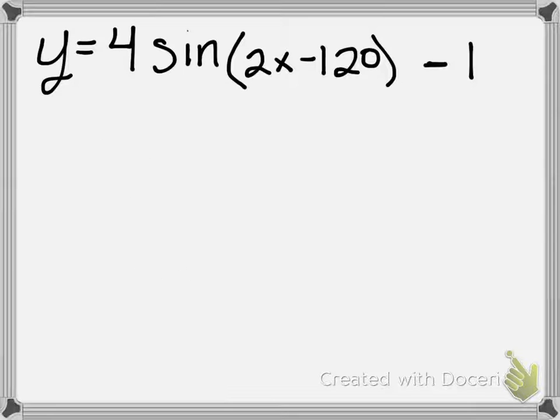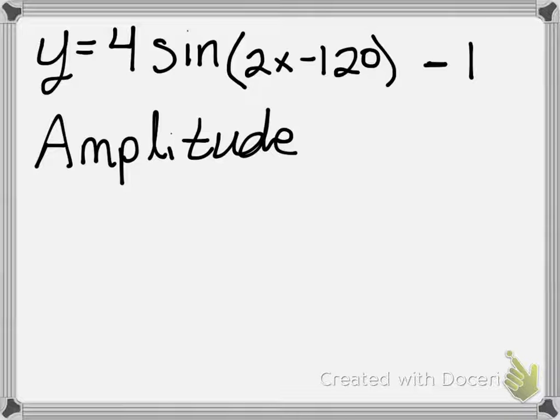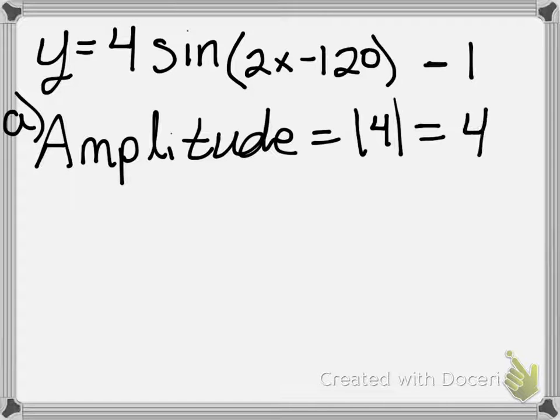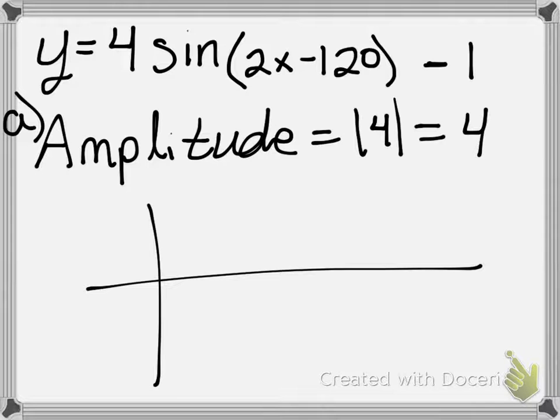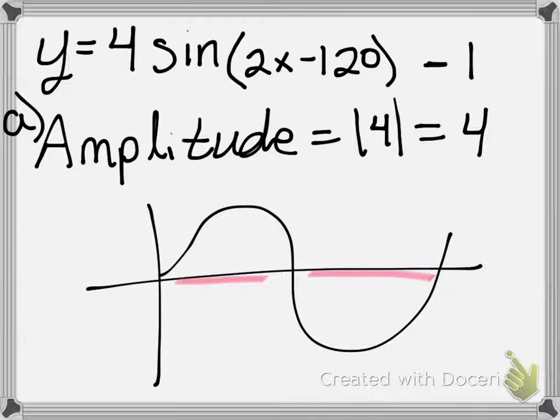So the first thing that we want to do is write all those things down. Our amplitude, I'm going to write part A here. Step 1. Our amplitude is going to be the absolute value of 4, which is 4. So if we're graphing this, the distance between the x-axis and the maximum and minimum should be 4 units. So make sure you watch that.